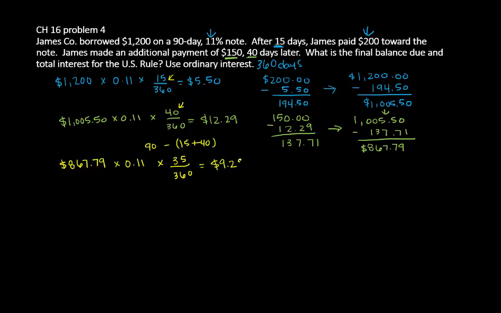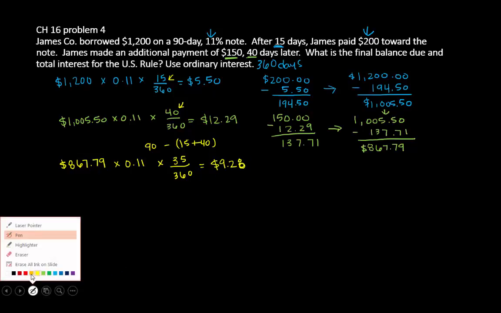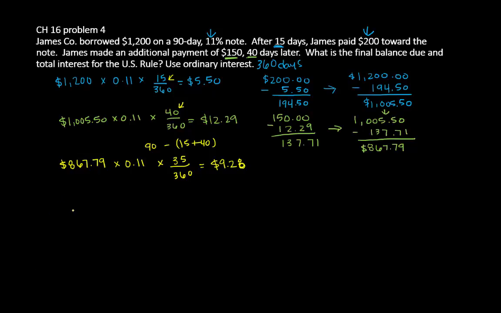All right? And that'll give us $9.28 of interest. So we need to add that back to the principal here to get the final balance due. So we're going to take $867.79 plus $9.28 of interest to get $877.07 as the final balance.